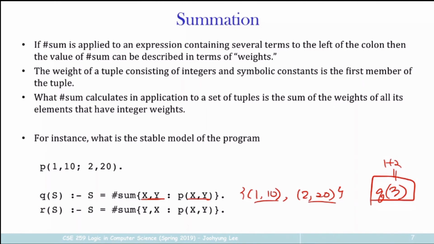But if I do this R of S, this time we are also considering the same P, but we reverse this order. So what we are counting is Y values. We are summing over the Y values. So P of X, Y is still the same. We have 1, 10 and 2, 20, but we are counting Y's. And the Y's are 10 and 20. So when we add up, R of S here will be R of 30. So this is what you can verify using Clingo.